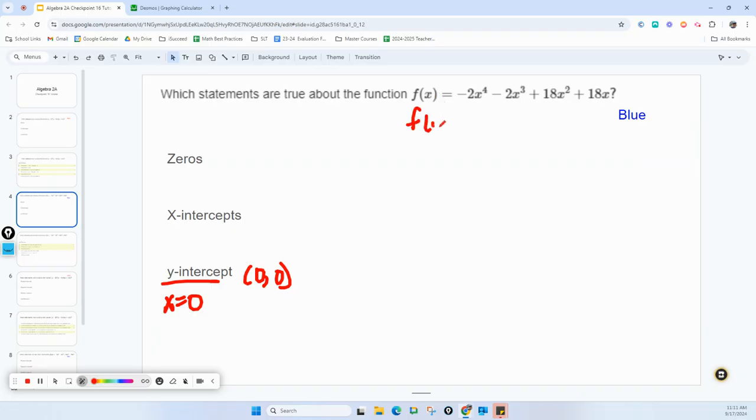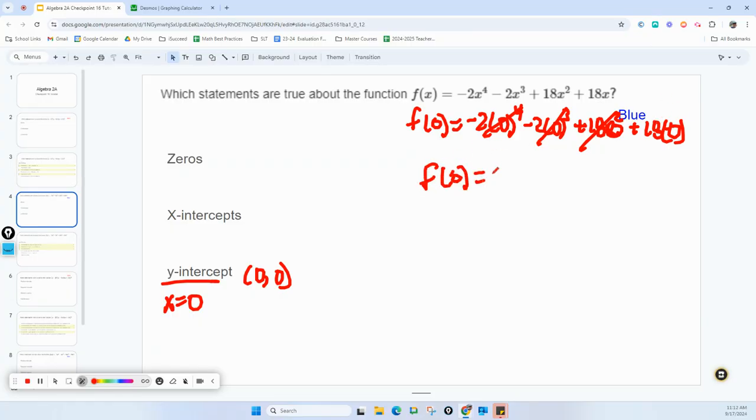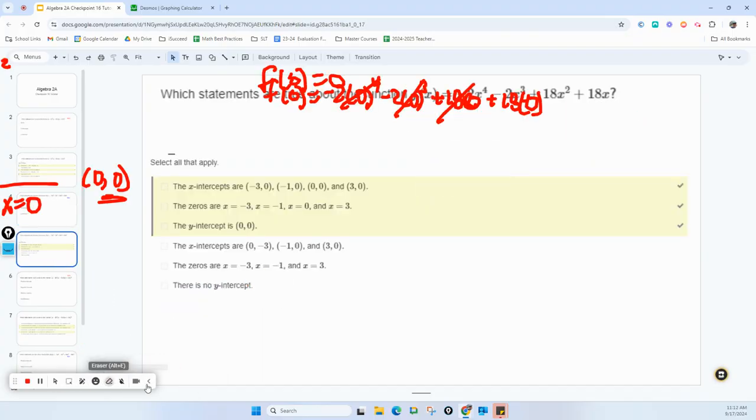So that means if I evaluate this function at 0, I replace all of these x's. Oops, that's supposed to be 0 plus 18 times 0. This goes away because that's a 0. This goes away because that's a 0. This goes away, it's a 0. So what do we get? F of 0 equals 0, which is (0, 0). Okay, so hopefully we're tracking here and we get the x-intercepts, zeros, and y-intercepts.